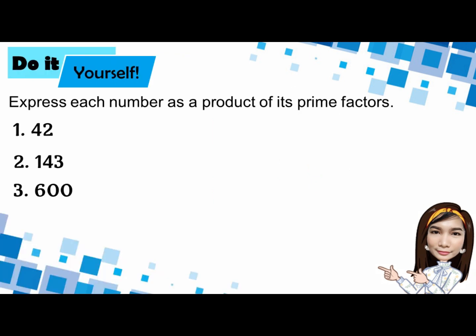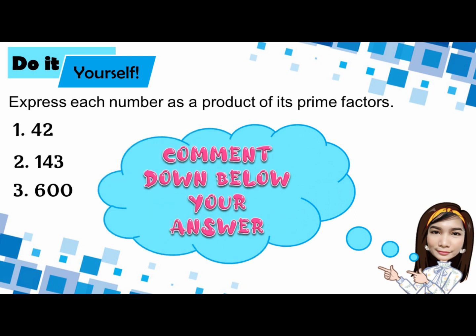Now it's your turn. Let's see if you learned something in this video. Do it yourself. Express each number as a product of its prime factors. We have number 1, 42, number 2, 143, number 3, 600. You can use any method you want, factor tree or the ladder method. So comment down below your answer.